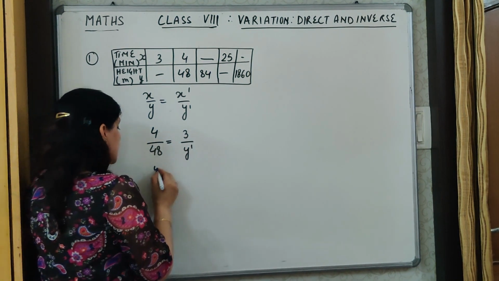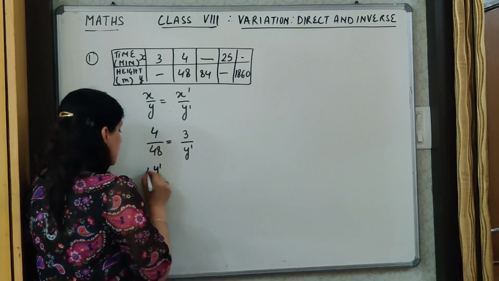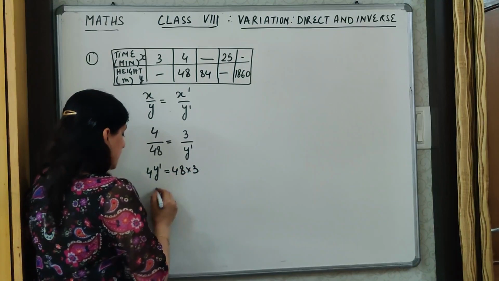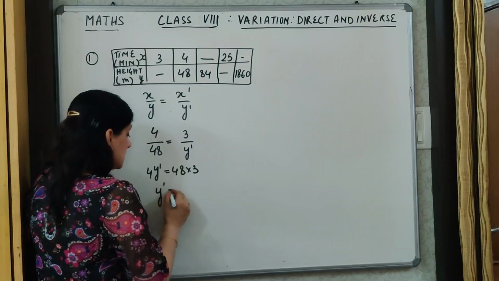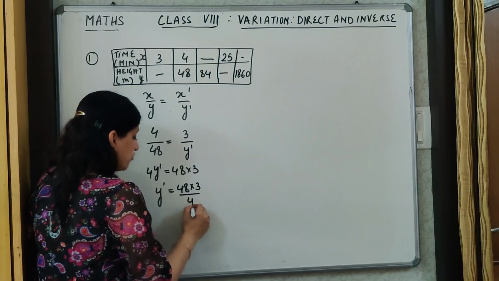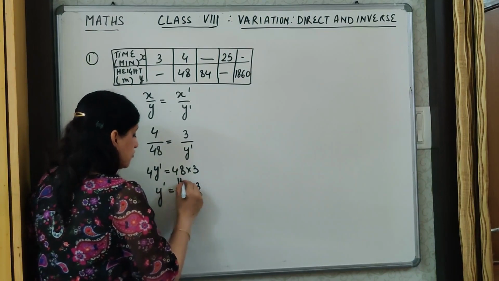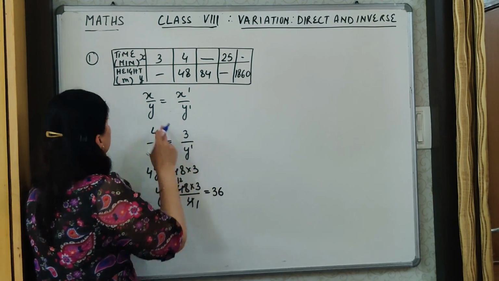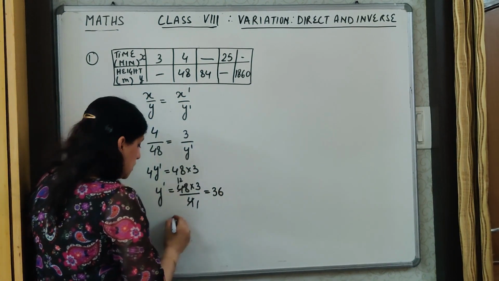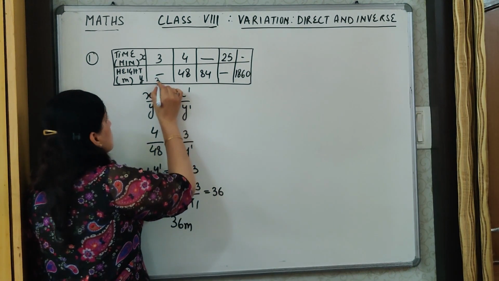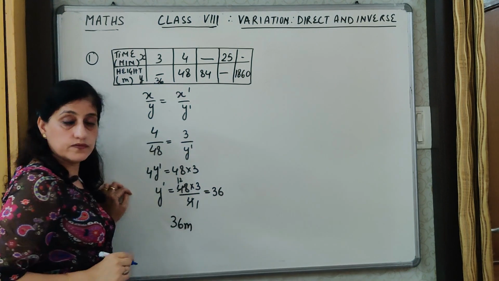So I solve this, I get y dash into 4 is equal to 48 into 3, which gives me y dash is equal to 48 into 3 upon 4. 4 ones are 4, 12s are 36. Now here I have found out y dash, which is the height. So my answer will be 36 meter, which I can also mention over here.